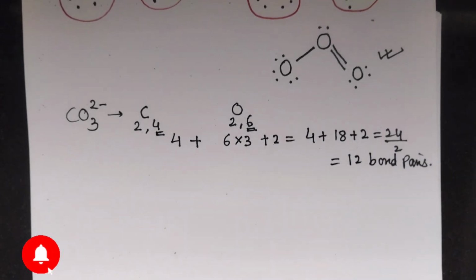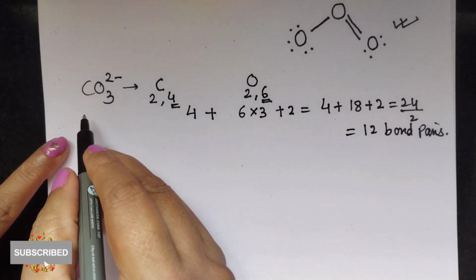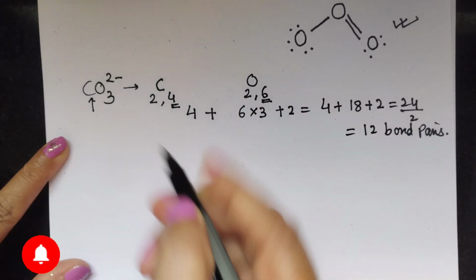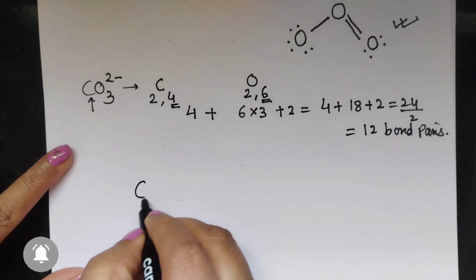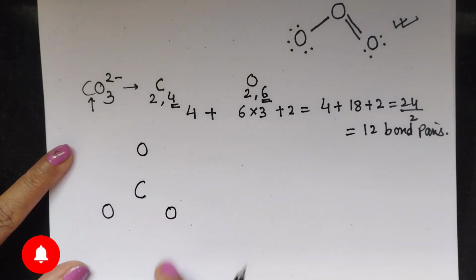Now let us draw the skeleton. Here, if I try to select the central atom, the electropositive atom is carbon, and so I can draw the structure: carbon, oxygen, oxygen and oxygen. This can be the proper skeleton for carbonate.